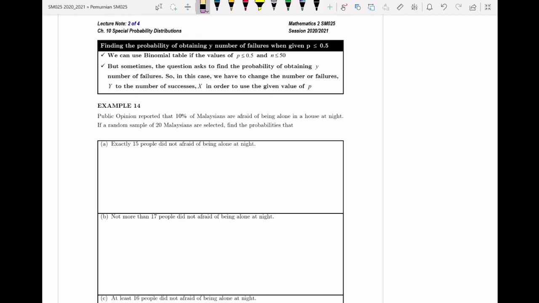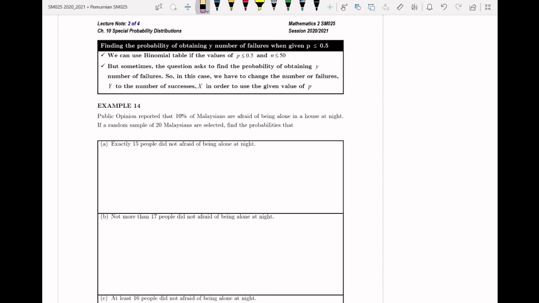Example 14. Public opinion reported that 10% of Malaysians are afraid of being alone in a house at night. If a random sample of 20 Malaysians are selected, find the probability that A, exactly 15 people did not afraid of being alone at night.